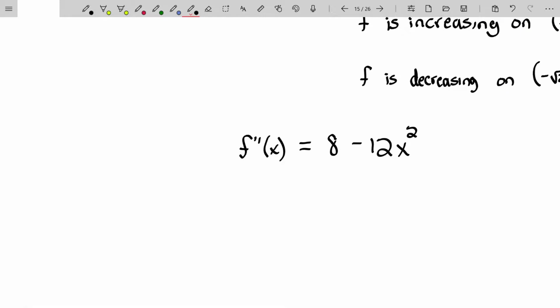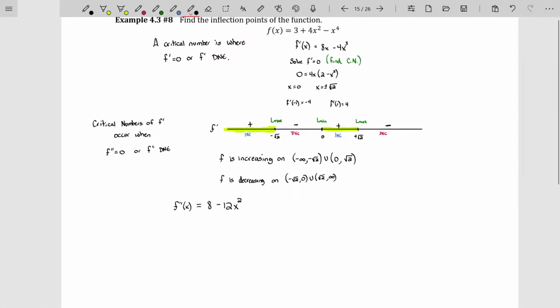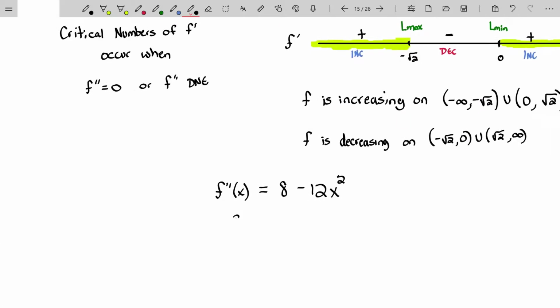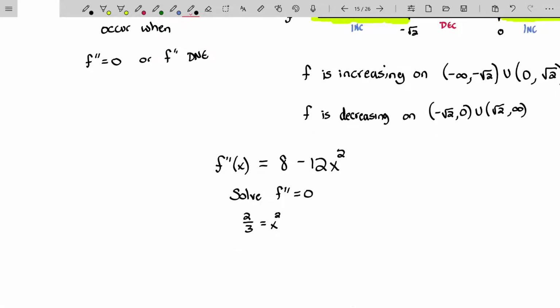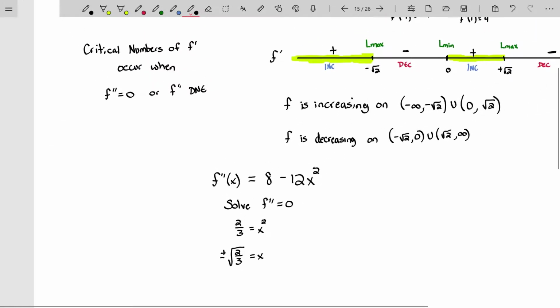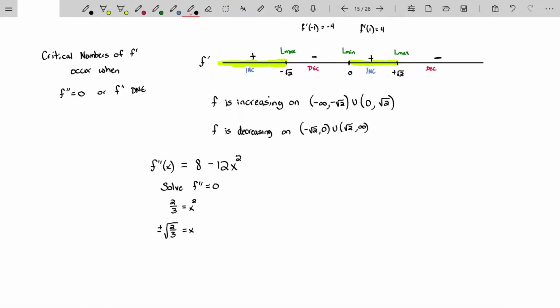So we're going to solve f double prime equal to 0. Well, obviously, that's just going to get us 8/12, or what is that? Divide by 4, 2/3 is equal to x squared. Let me just double check. 4, 12, yes. And take the square root. So you get plus or minus the square root of 2/3 is equal to x. So those are our critical numbers for f prime. That's where the second derivative turns into 0. That's kind of a weird way of saying it, but such is life.